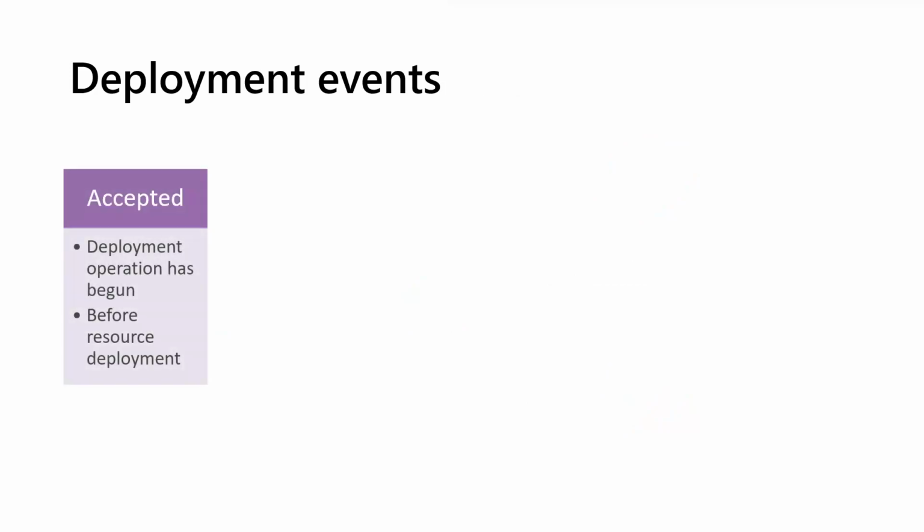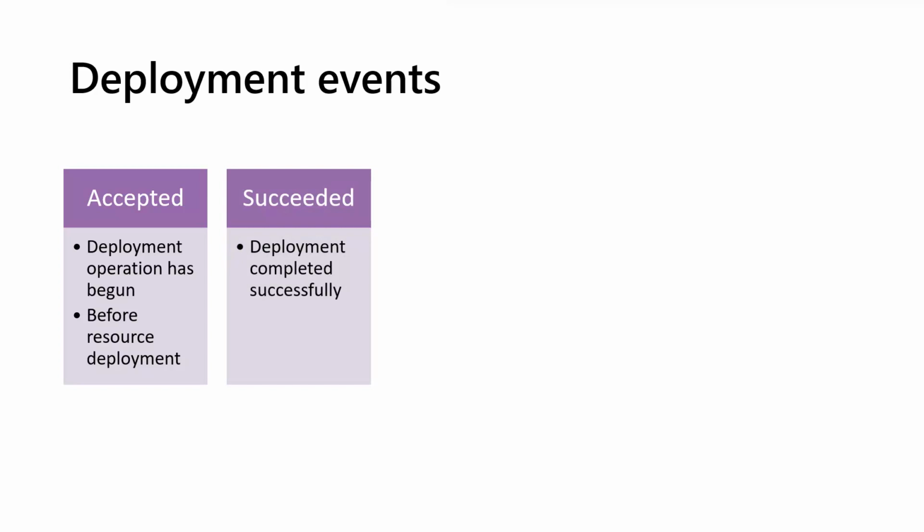Firstly, there's the accepted state. So you'll get a call to your webhook when a deployment has been accepted. And this means the deployment has begun, but no resources have yet to be deployed. Next, you'll get a succeeded event on your webhook, and this indicates that the deployment was successful.